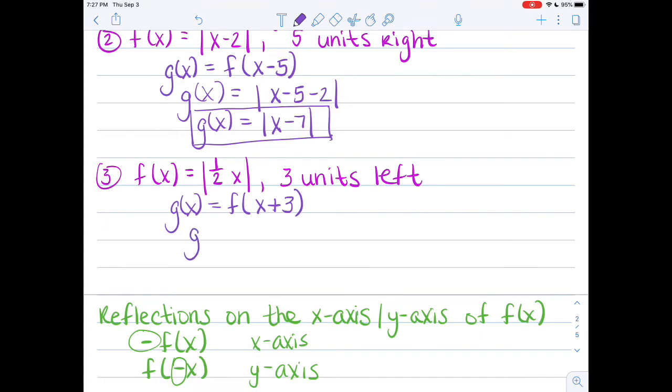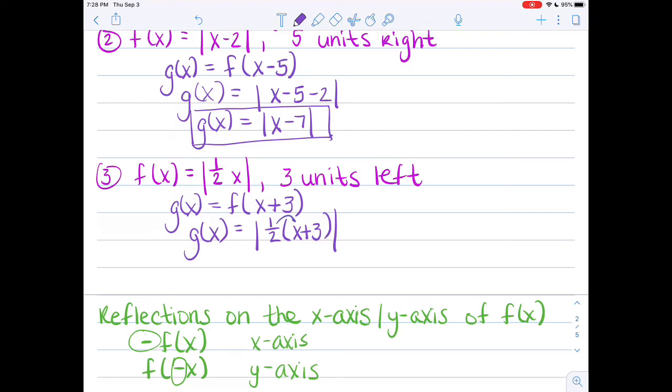So let's go ahead and substitute in for our function. We know that our function is the absolute value of 1/2 x, but now we have the absolute value of 1/2 times x plus 3. We have to put that x plus 3 in parentheses because we have a term in front of x. That 1/2 is going to have to be distributed now and multiplied not just by x, but our new x plus 3. So let's take a look at what that's going to do for us.